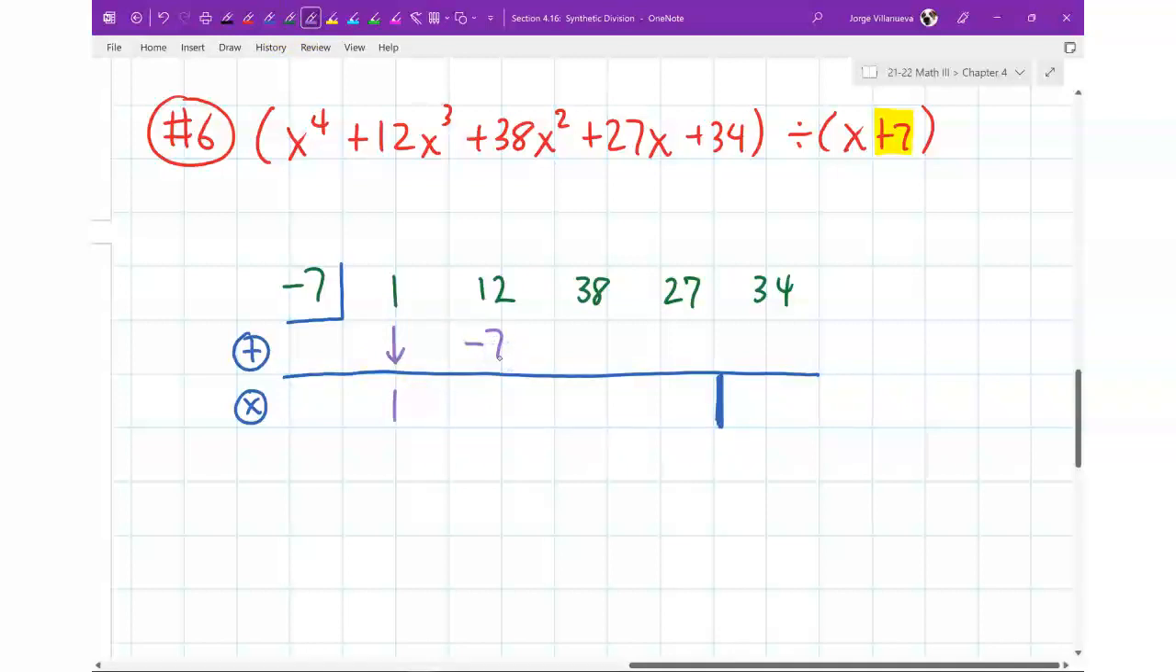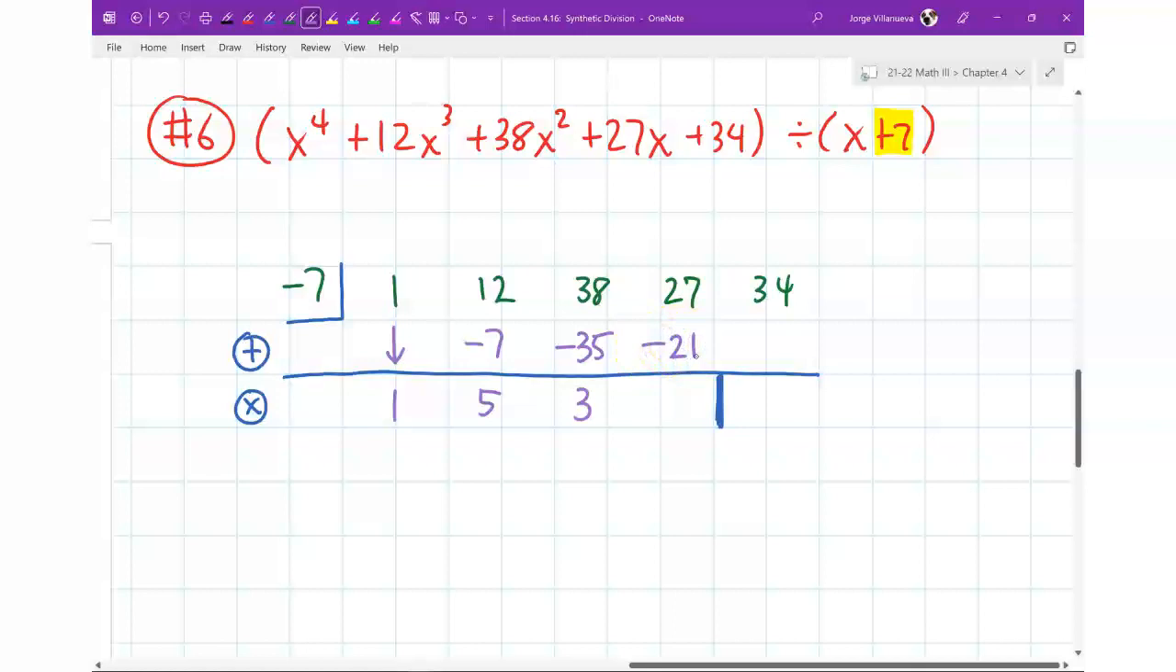Now add. 12 plus a negative 7 is 5. Now multiply. Negative 7 times 5, negative 35. Now add. 38 plus a negative 35 is 3. Now multiply. Negative 7 times 3, negative 21.